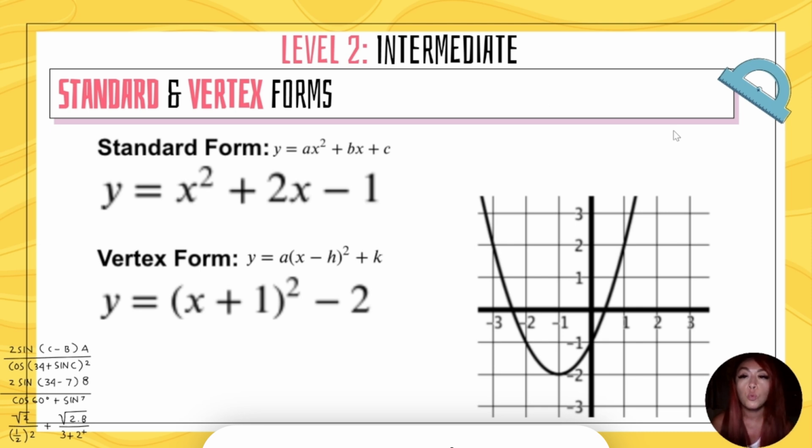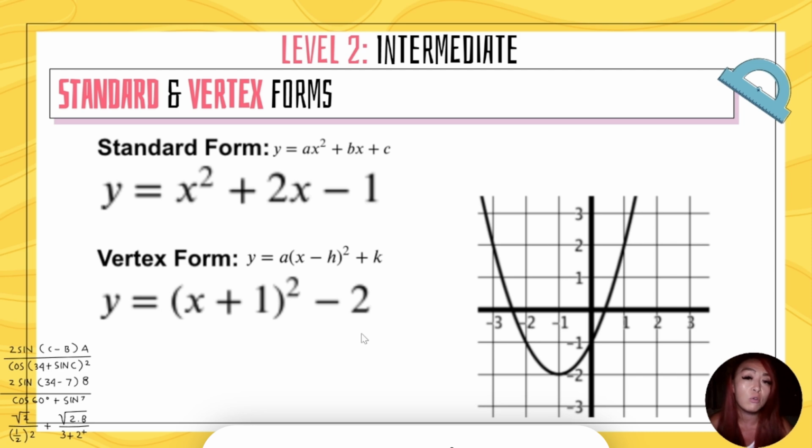In Level 2, we're going to look at the standard form versus the vertex form. The standard form of a quadratic is y equals ax squared plus bx plus c. Now, we're going to look at the vertex form as well, which is y equals a times the difference of x and h squared plus k. Both of these forms give us different information about the graph.